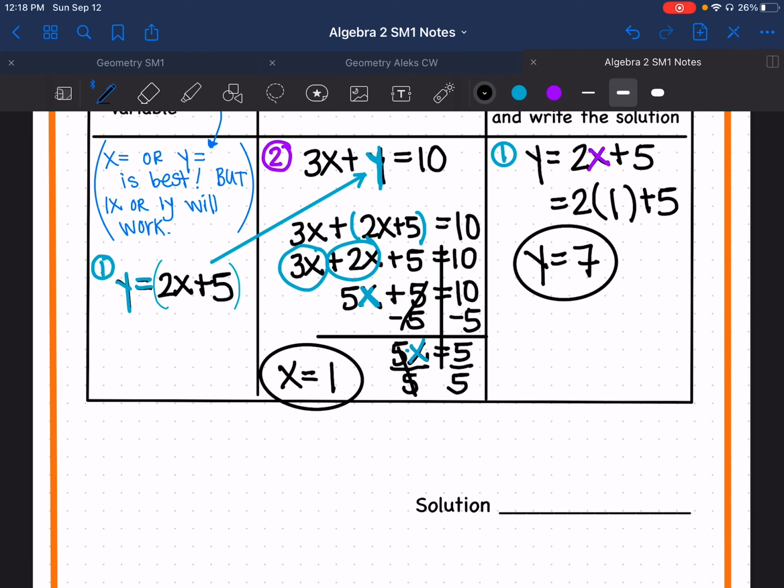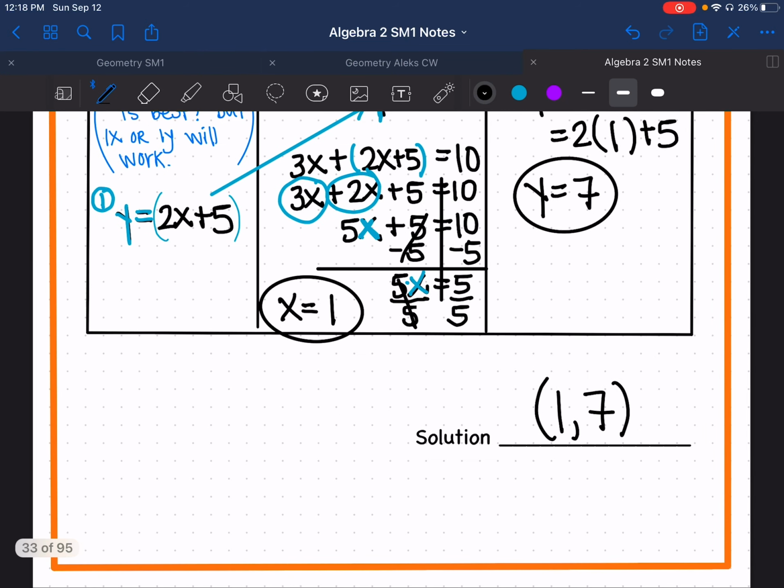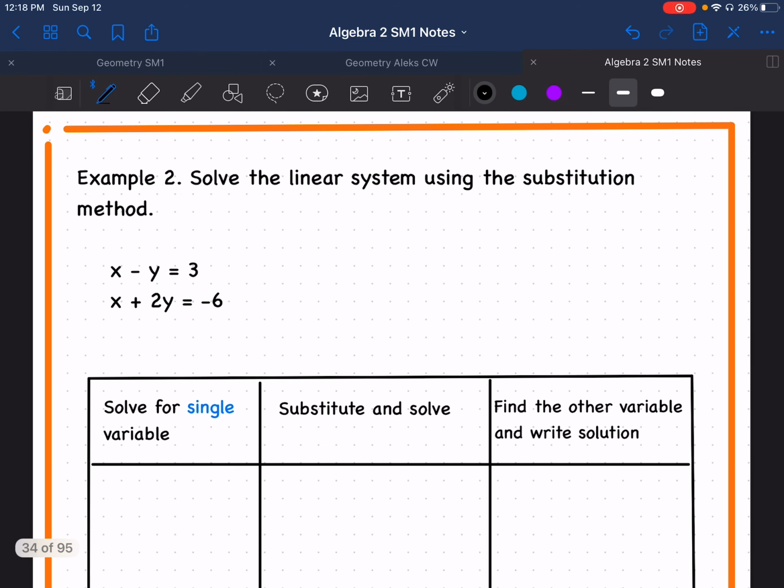Sometimes we like to write our solution as an ordered pair, and if we were to do so, we would write it as (1, 7) with our parentheses. Let's go ahead and try one more. Solve the system using the substitution method. We're going to call them equation 1 and equation 2.